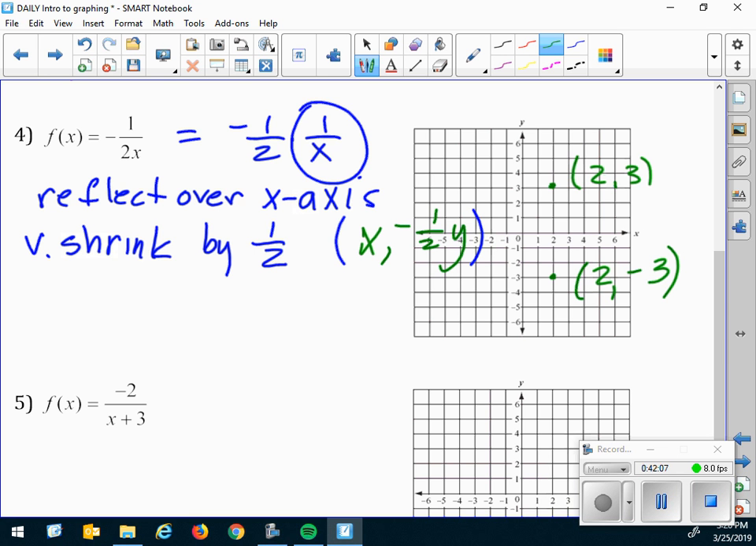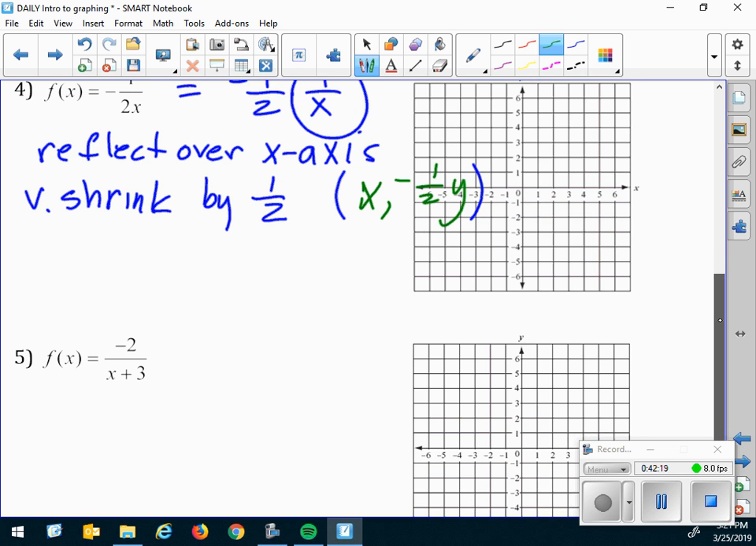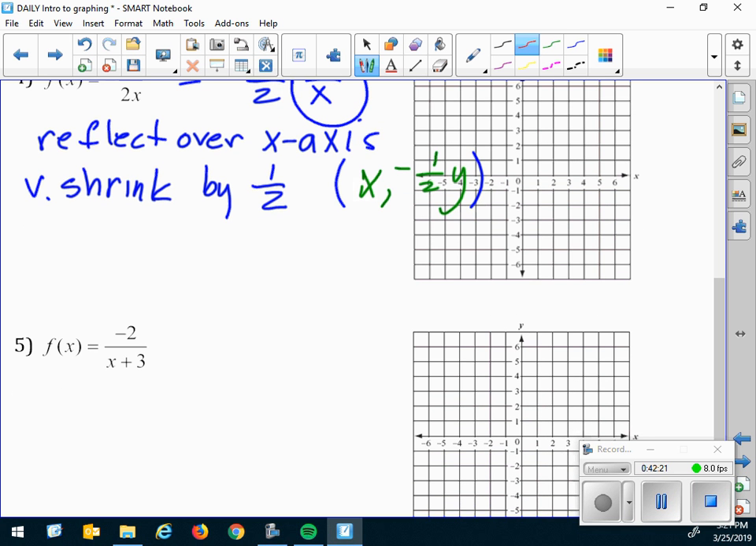Yeah, you can get this far. The rest is easy. Okay, so let's give it a try. Make your table. The x's didn't change, so let's just keep using those same x's.